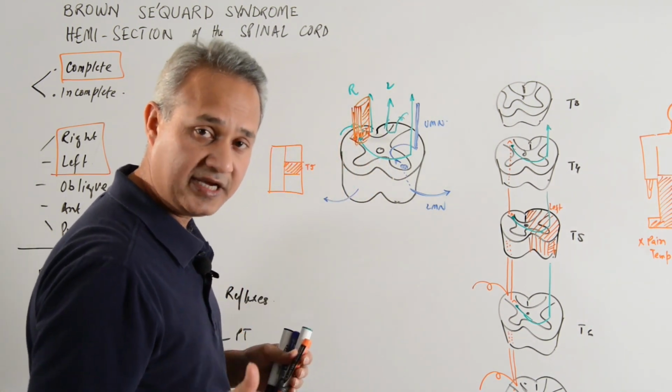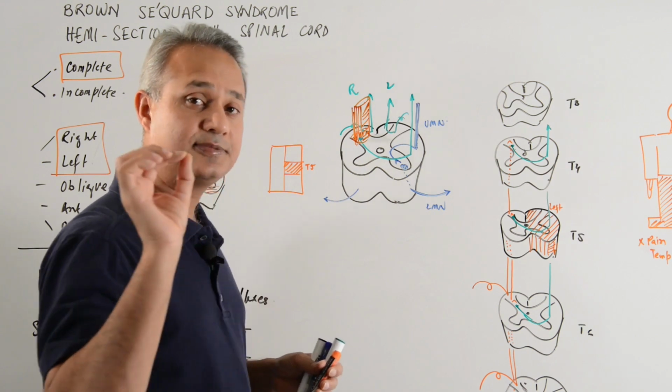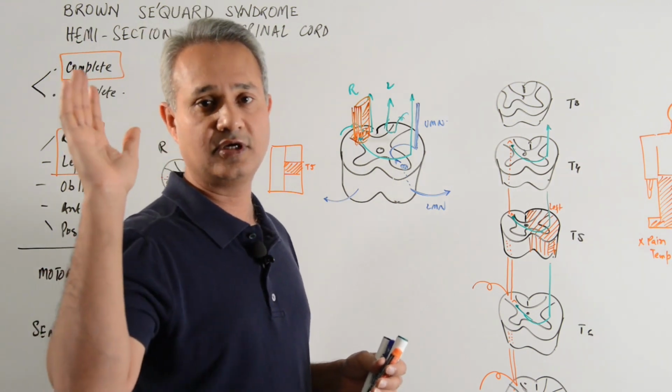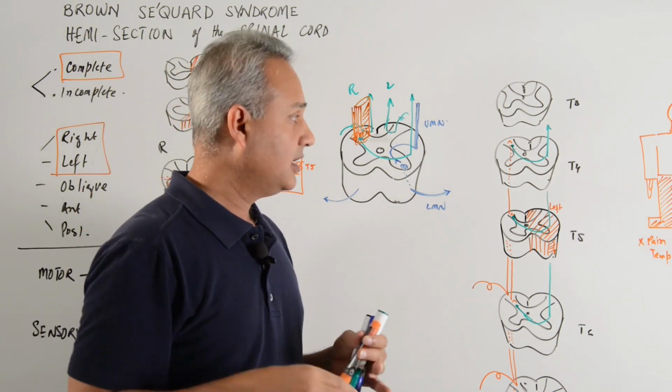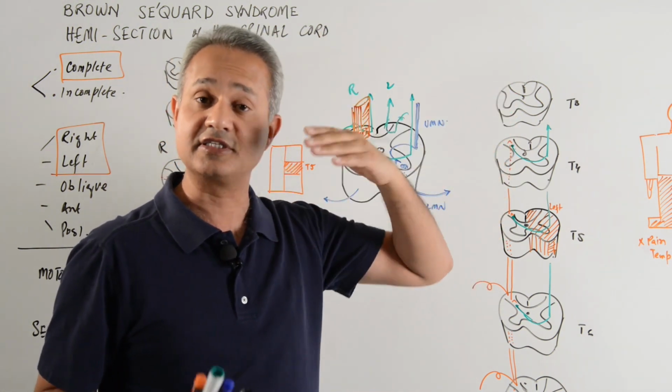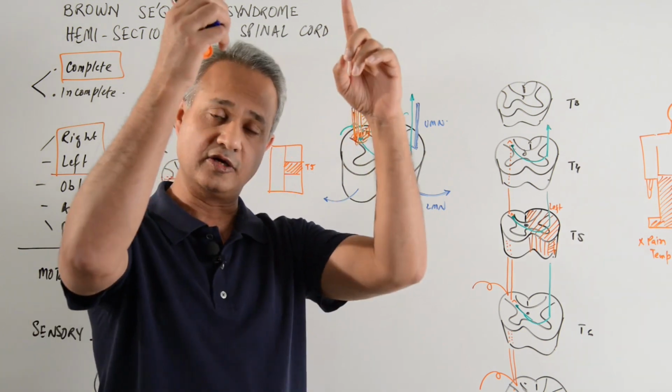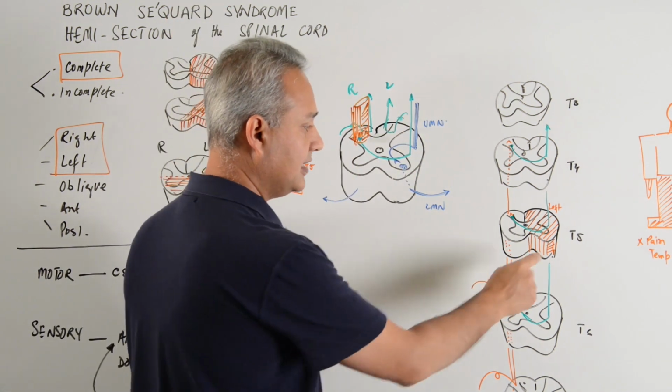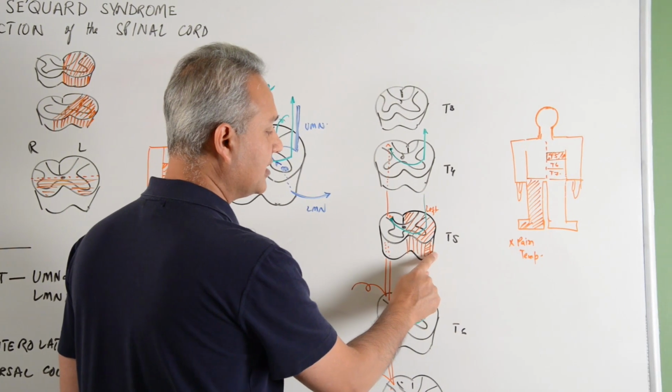that is the gracilis and cuneatus columns, they ascend up ipsilaterally. Ipsilaterally is important, and again I've done this lecture before. They ascend up ipsilaterally and then they relay into the nucleus gracilis and cuneatus in the medulla, then they decussate over there and then they go up. So here let's look at the same section, same side.